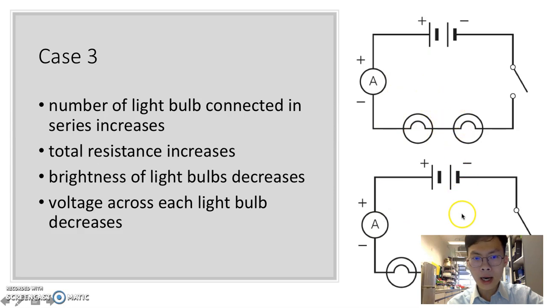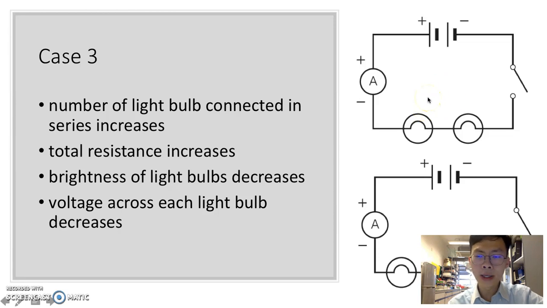If we add more light bulbs, the total resistance will become greater, and then the brightness of the light bulbs will decrease, and the voltage across each light bulb will also decrease. What I mean is, if we have 3 volts in the battery and 2 light bulbs, then the 2 light bulbs share the 3 volts, so each light bulb will have 1.5 volts. But if we add one more light bulb, then the 3 light bulbs share the 3 volts, so each light bulb will have 1 volt. As a result, the light bulbs will be dimmer than the upper one.